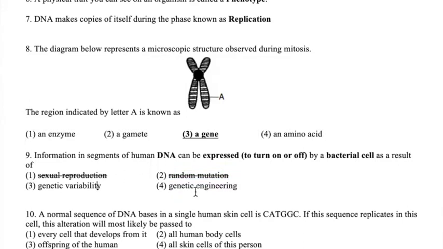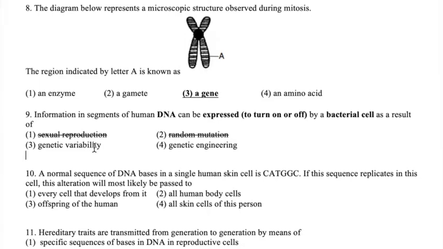So now we're at a point with 50-50. We have a 50% chance of genetic variability or genetic engineering. Well, if we've been studying and paying attention, we know that if we insert DNA into bacteria, we're doing genetic engineering. So this is our correct answer.